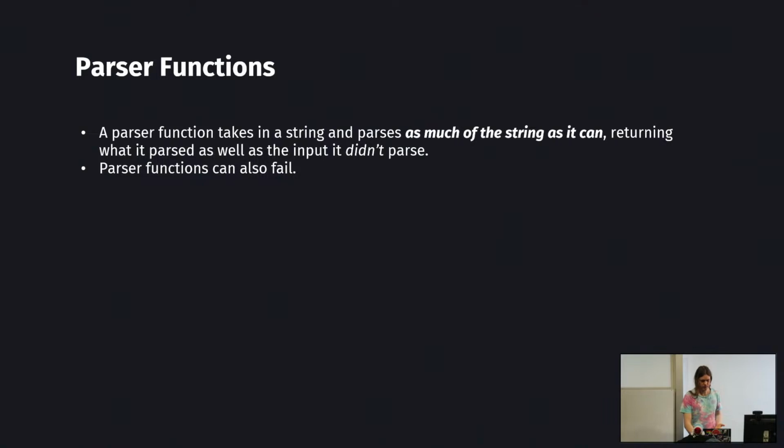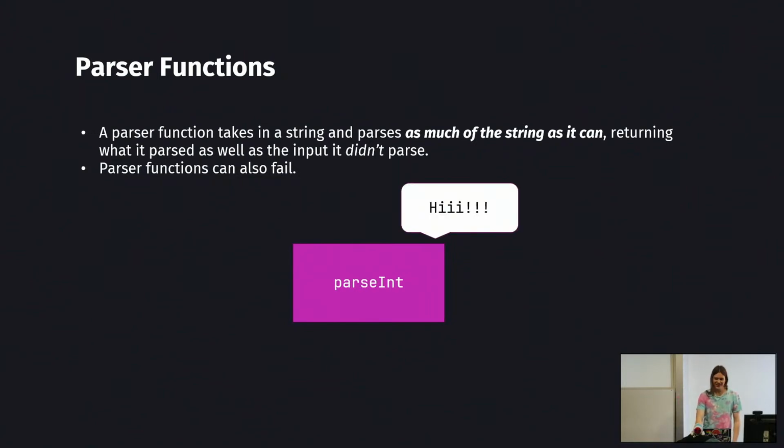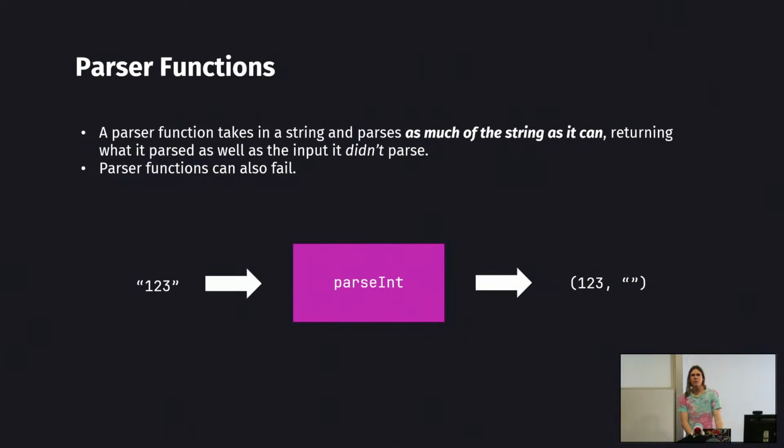So here's an example. Here's a function. It's called parseInt. It's a black box. Well, actually, it's magenta. Say hi, parseInt. Now, we're just going to pretend parseInt parses an integer, like what we defined before with our grammar. If we give it the string 1, 2, 3, we expect that it parses 123.